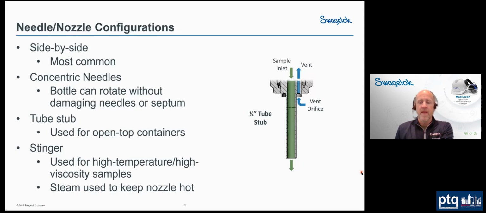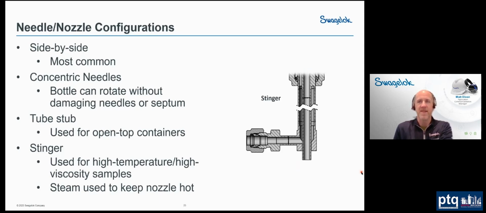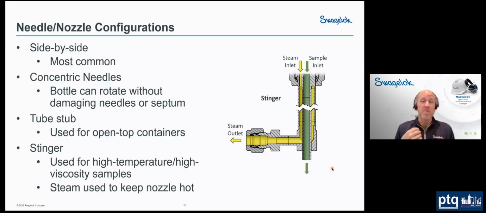The last option that I'm going to show here is what's called a stinger, typically used for high temperature and high viscosity flows. In this case, it is similar to our tube stub. We've got that same tube stub, but now we have added a steam jacket around it. So we have steam that goes around that and keeps that tube stub nice and hot. Now when we dispense our sample, we don't have to worry about that sample cooling down and potentially plugging up. So this stinger assembly is very common for those high temperature, high viscosity samples.